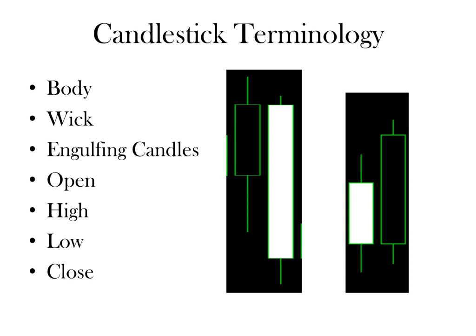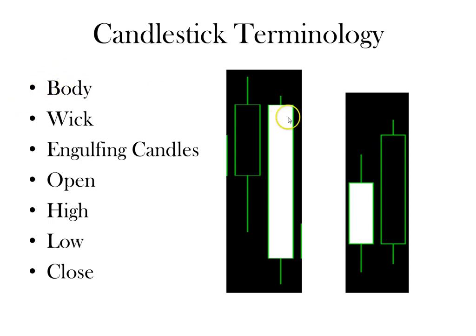So, candlestick terminology. Why is this important? You need to know what a candlestick is. So when we say what type of chart are you trading off of, a candlestick chart, you know what we're talking about. So I'm going to analyze a candlestick and describe what a body is, describe what a wick is. I'm also going to describe what engulfing candles are. I'm also going to show you how to look at the open of a candle, the high of a candle, the low of a candle, and the close of a candle.